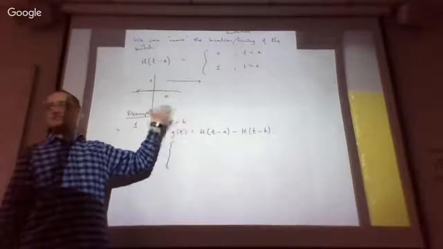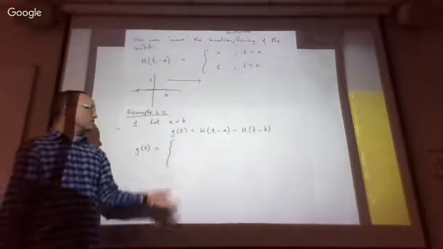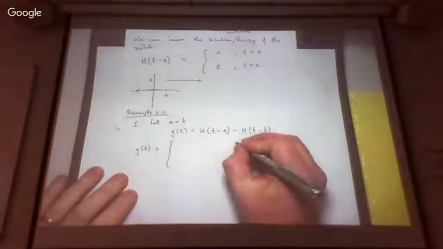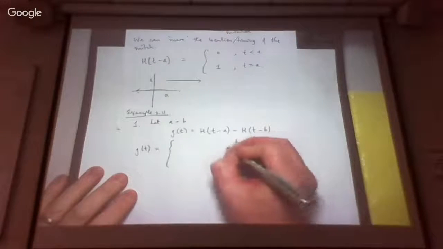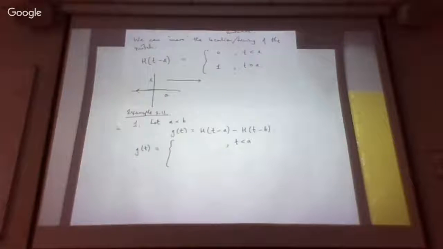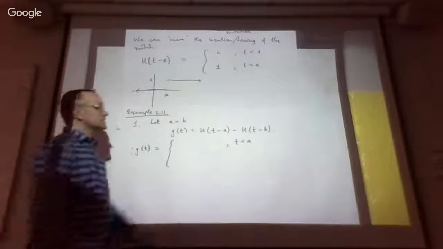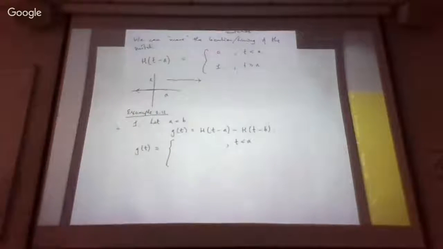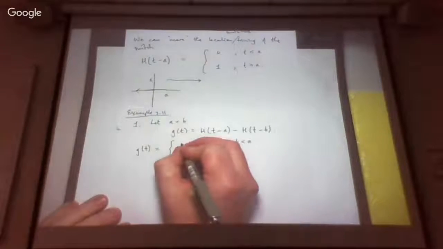But everywhere else, nothing is changing. So if you consider some very small argument, t less than a, so a very negative time, then both of these are switched off. So you just do 0 minus 0, so this thing is equal to 0.